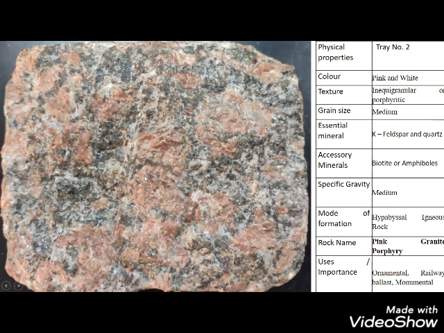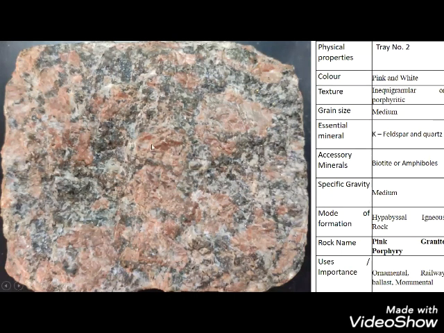Texture, grain size is unequal, so it is inequigranular texture. There are various types of inequigranular texture, and the one exhibited by this rock is called porphyritic. If you don't remember porphyritic, fine. Please remember that it is inequigranular texture. Grain size is medium to big, medium to large also you can write. Whatever you see is what you write over here. Please keep that in mind.